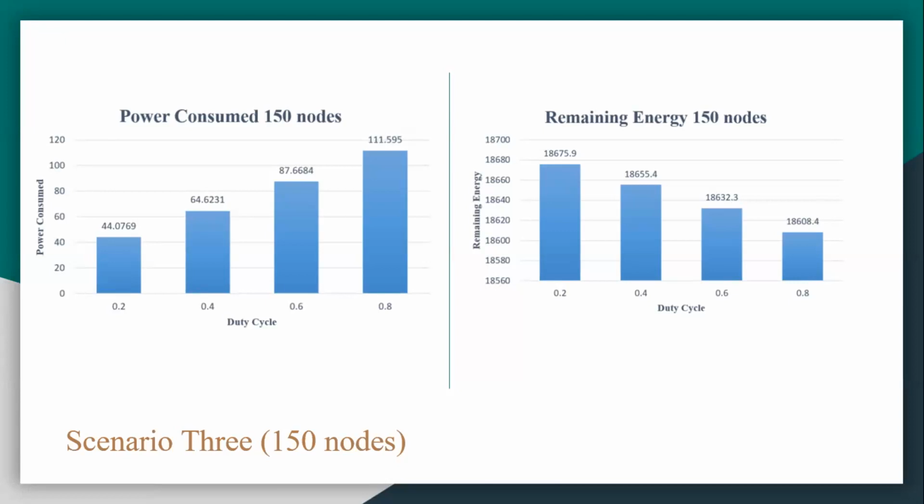These findings emphasize the importance of carefully selecting the duty cycle value based on specific requirements and constraints of the forest fire application. Considerations such as power consumption, remaining energy, and network responsiveness should be taken into account to achieve an optimal balance in energy management and network performance.